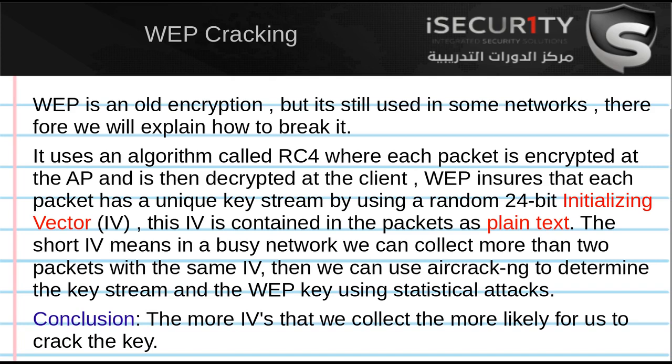Okay, so from the above we know the more IVs, or initialization vectors, that we collect, the more likely that we'll successfully crack the WEP key. So our main goal when we try to crack WEP is to collect as many IVs as we can, because once we have a large number of IVs, we're going to have two packets that use the same IV, and then aircrack-ng is more likely to be able to determine the key stream and the WEP key for the target network. In the next video we'll do that. We'll see how that actually works, and it should be easier to understand.